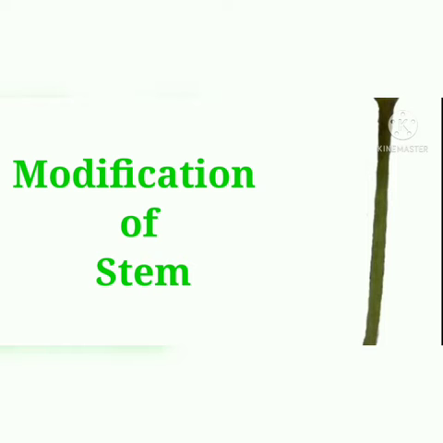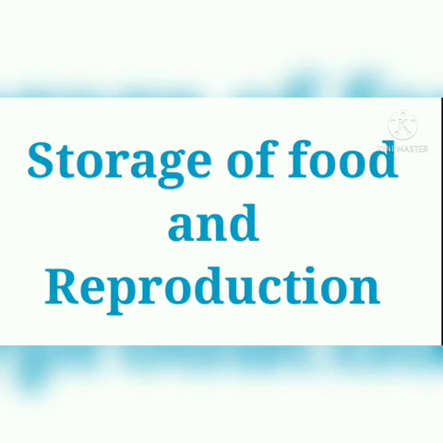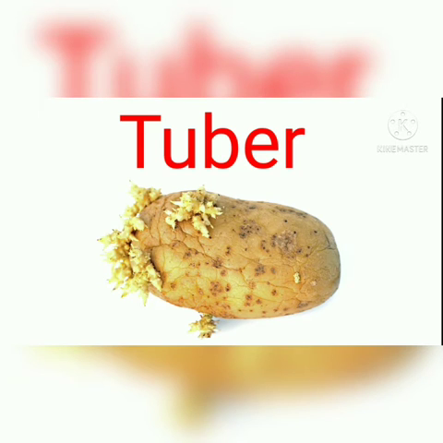Modification of stems. In certain plants, the stems too are modified to perform special functions such as the storage and the manufacture of food, vegetative reproduction, support and protection. Storage of food and reproduction. Tubers. These are swollen underground food storing modified stems that enable the plant to survive cold or dry season.